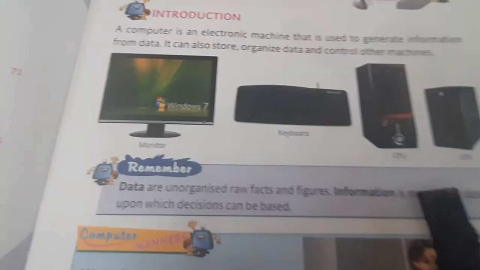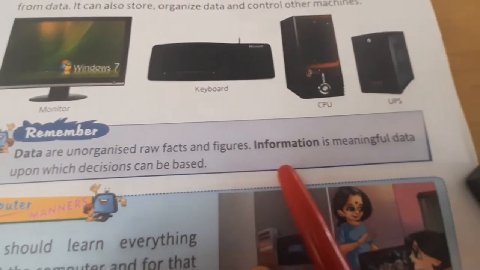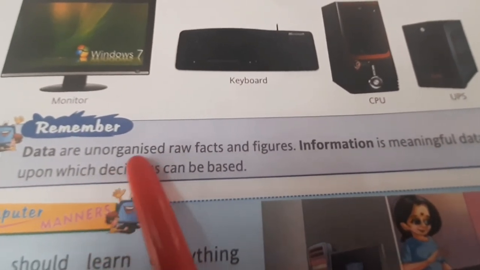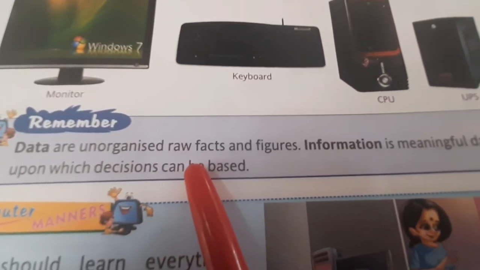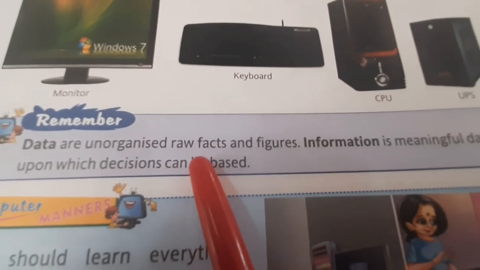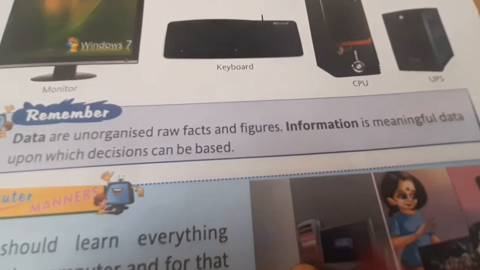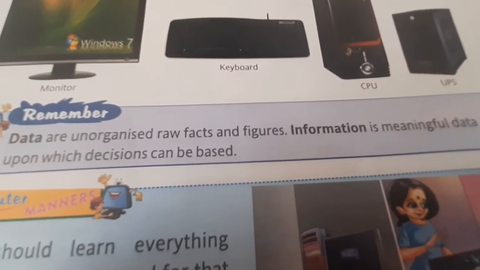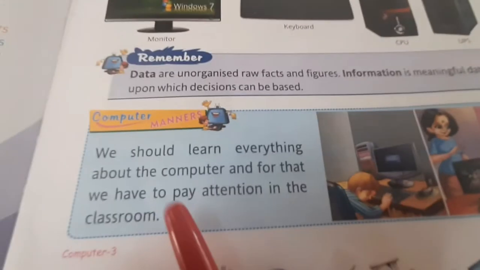Okay, now remember, data are unorganized raw facts and figures, and information is meaningful data upon which decisions can be based. Means data are just unorganized facts and figures, means whatever that we give to the computer through keyboard or mouse or any other means is data. Okay, it is unorganized. And information is when the data is processed, means when the changes are done in the data as per our instructions, we get information which is useful and meaningful.